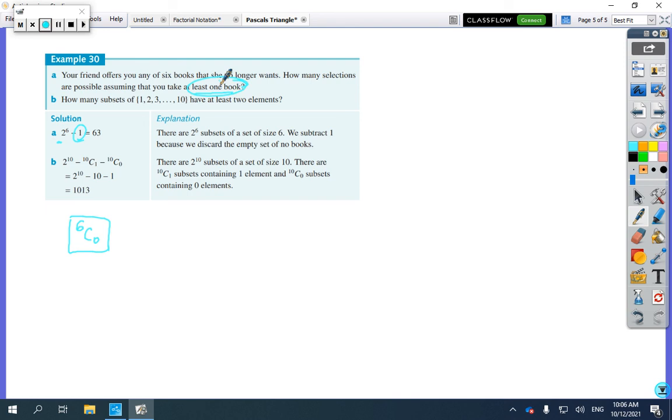And then in part B, how many subsets of 1 to 10 have at least 2 elements? Well, 2 to the 10 would be all the possible ways of doing it, and then we've got to have at least 2. So that means you can't take 0 and you can't take 1. So the short way would be to think of everything that could happen and then just subtract the things that can't happen, and that's the quicker way of doing it.